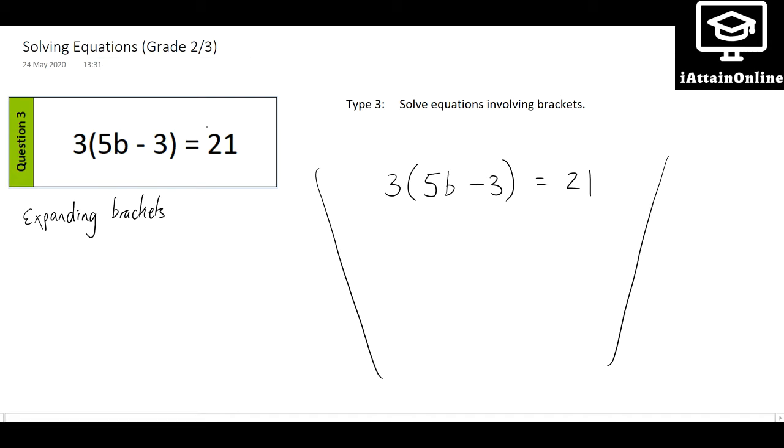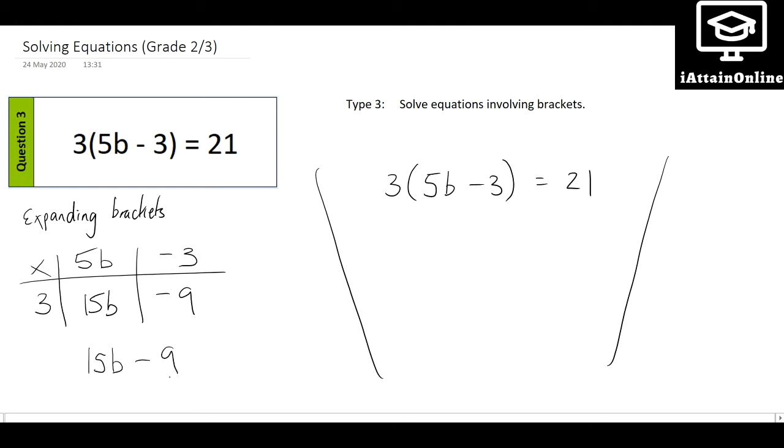So whichever method you prefer. I've done another video on expanding brackets, so if you're not sure how to do this, you can go away and have a look at those ones. I'm going to use the grid method. 3 times 5b gives me 15b. 3 times -3 gives me -9. Remember, we're multiplying those things together. So when I expand the brackets on the left, I get 15b take away 9. So instead of this bit, I'm going to write the expanded version underneath, which is 15b take away 9. Then I'm going to write that equals 21.